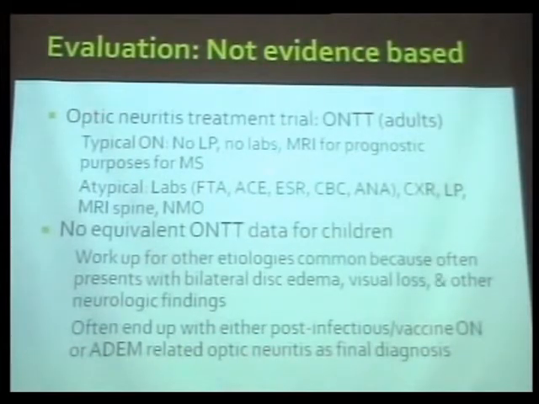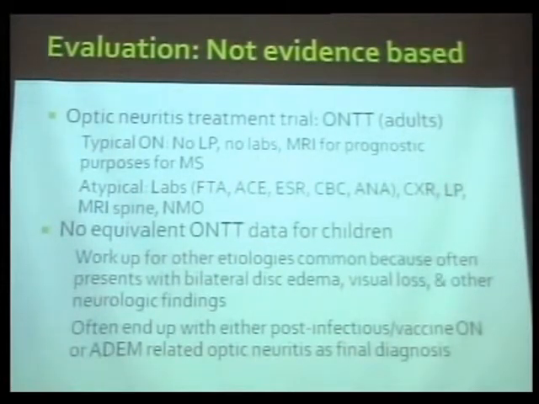But in the ONTT, the optic neuritis treatment trial in adults, typical optic neuritis, no lumbar puncture, no labs. We do an MR for prognostic purposes for MS, looking for demyelinating white matter lesions. If it's an atypical case, we're going to do the tests that Pam alluded to in terms of inflammatory or infectious etiologies: syphilis serology, sarcoid in the United States, ESR, white count, ANA, chest x-ray, and you may or may not perform a lumbar puncture, an MR of the spine, and the NMO antibody in a patient who has bilateral optic neuropathy. This right here is my workup for NMO and the Devic variant.